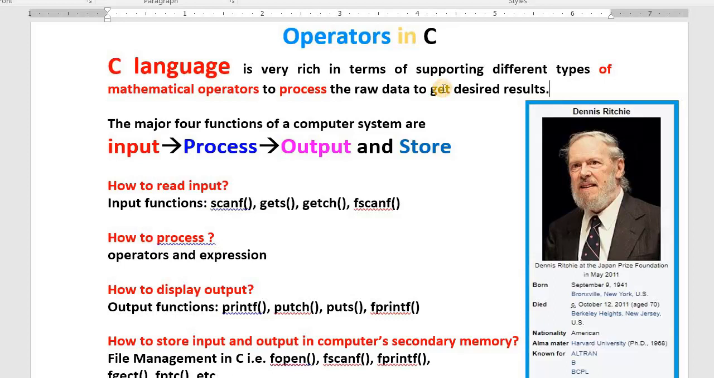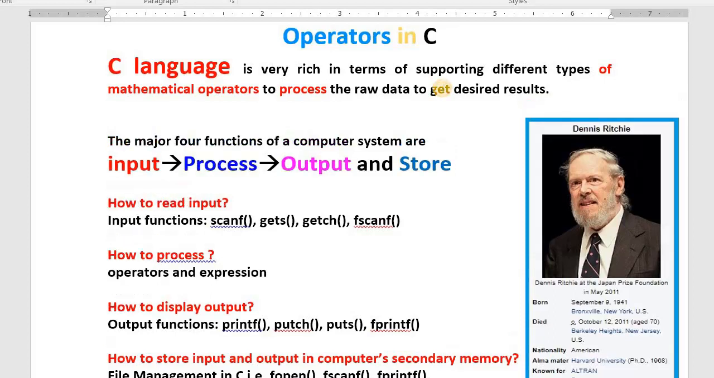For example, till today you wrote many C programs. You wrote a C program to find the addition of two numbers. In that program you have written answer equals a plus b. This is a mathematical expression. In this expression you can find two operators. One is the assignment operator, and one more is the plus operator. That means operators help us to process the raw data to get the desired result.